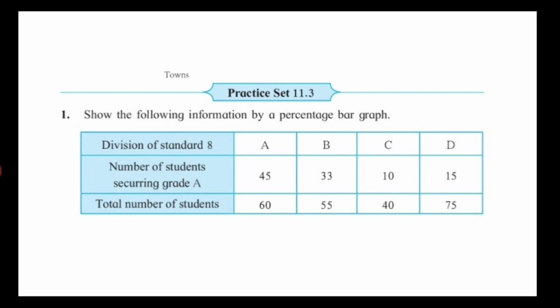So division of standard 8th, A, B, C, D, 4 divisions are there, and number of students securing grade A are given. Total number of students in division A are 60, and out of 60, 45 students have secured grade A. In B, 55 students are there, and out of 55, 33 students have got grade A. In division C, 8C, the total number of students are 40, and out of 40, 10 students have got grade A. Similarly, in division D, 8D, 75 students are there, and out of 75, 15 students have got grade A.